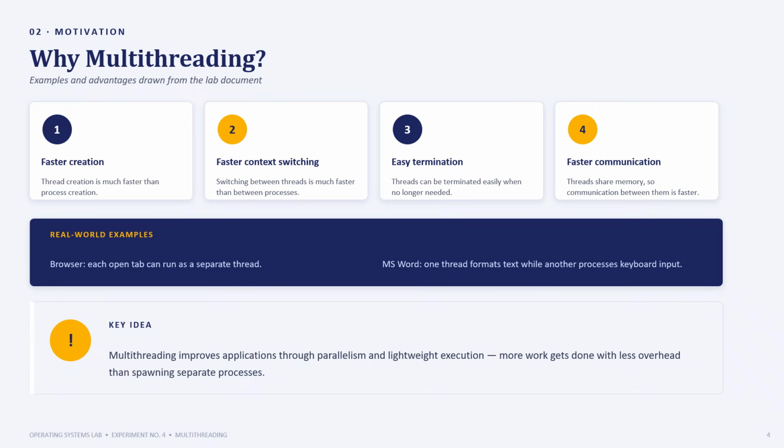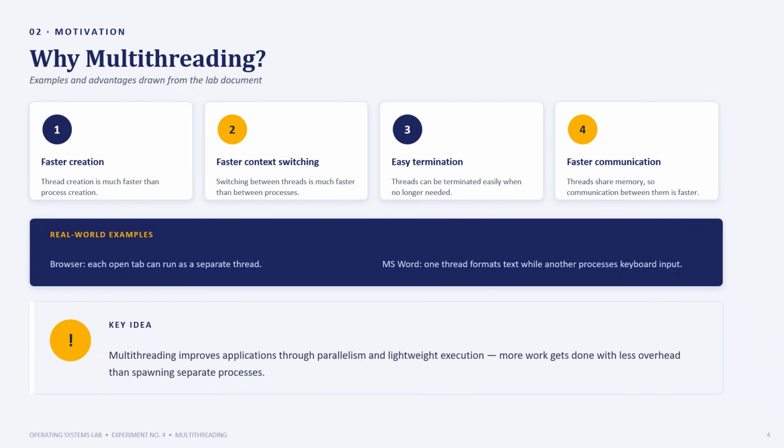Now the question is, why do we need multi-threading at all? Let us see 4 important advantages. Number 1, faster creation. Creating a new thread is much faster than creating a new process. Number 2, faster context switching. Switching from one thread to another thread is faster than switching between processes. Number 3, easy termination. We can stop or terminate a thread very easily. Number 4, faster communication. Because threads share the same memory, they can communicate with each other very fast.